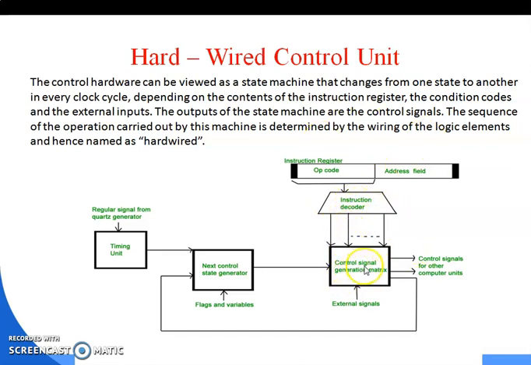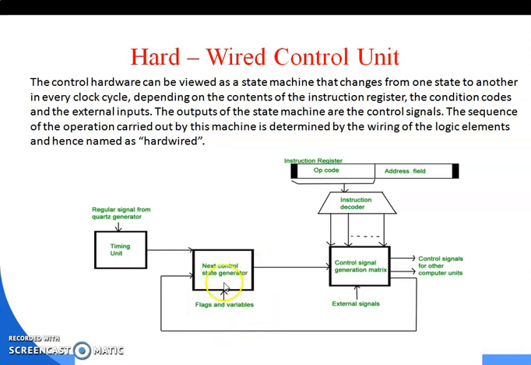Next, it moves to the control signal generation matrix, control signals for other computer units, and here the external signals are there. Next, control state generator, flags and variables. Flags and variables means these are the numbers used as 0 and 1, the flag values.